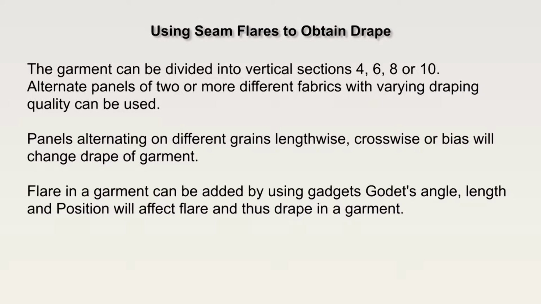Alternate panels of two or more different fabrics with varying draping quality can be used after dividing the garment into vertical sections of 4, 6, 8 or 10. Panels alternating on different grains, lengthwise, crosswise or bias, will change the drape of the garment. Flare in a garment can be added by using godets. A godet's angle, length and position will affect flare and thus the drape in a garment.